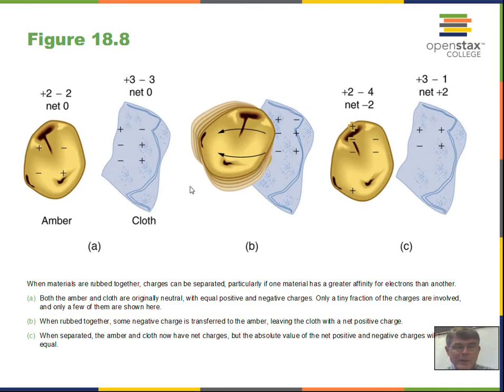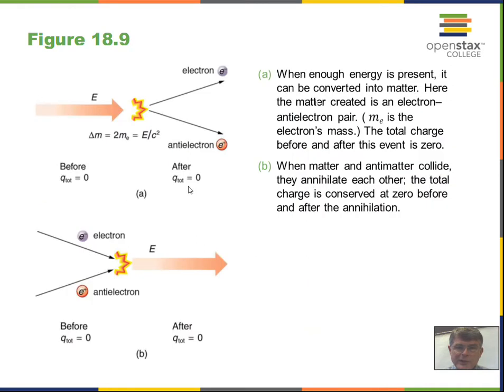We cannot create a single negative charge, nor can we create a single positive charge. In the universe, every process obeys this law of conservation of charge. The charge of the universe is unchanged as various processes occur.